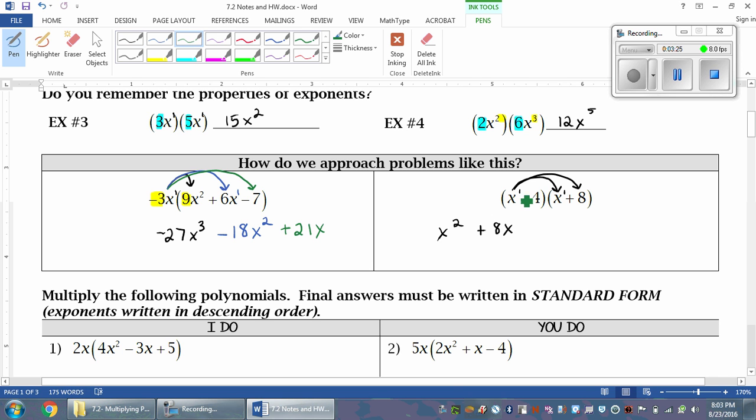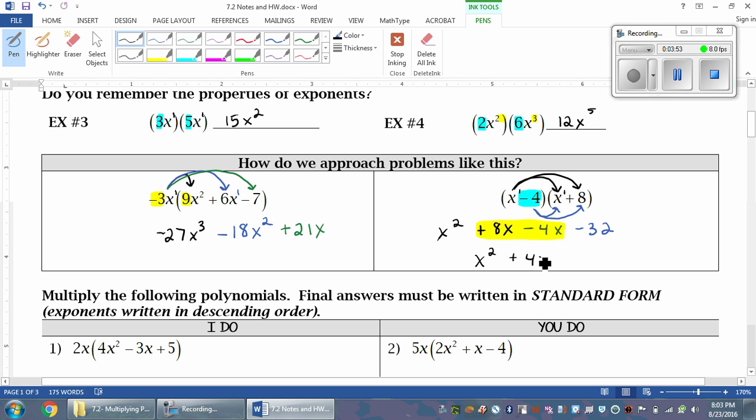Then I'm going to distribute this negative 4 to everything in the second set of parentheses. So negative 4 times x is just negative 4x. And then negative 4 times 8 is negative 32. If you notice, we can combine some like terms, which are my middle terms. So my final simplified answer is x squared plus 4x. 8 minus 4 is 4.